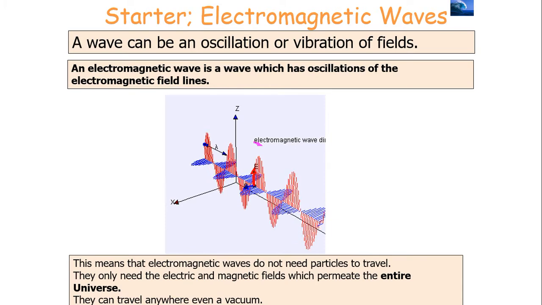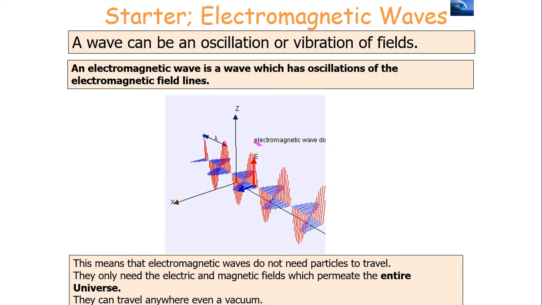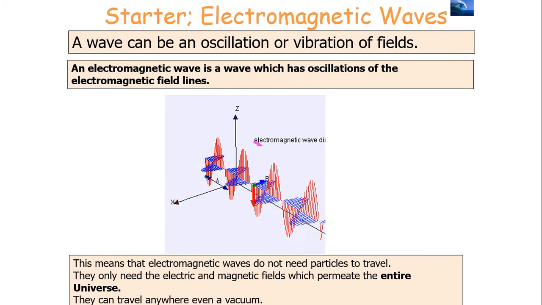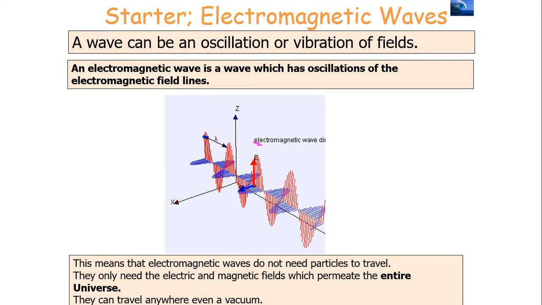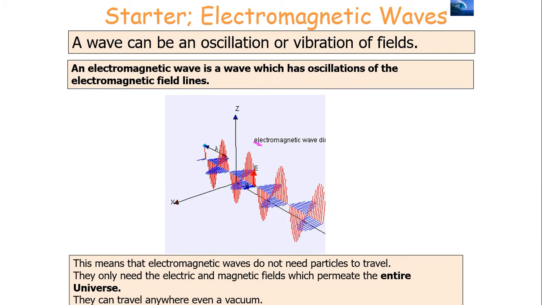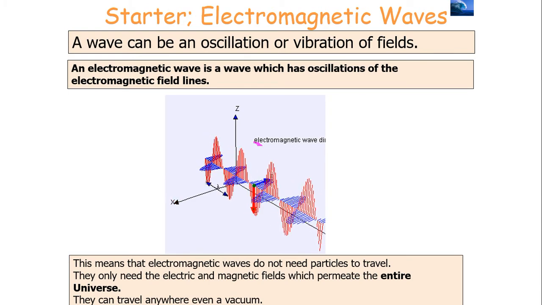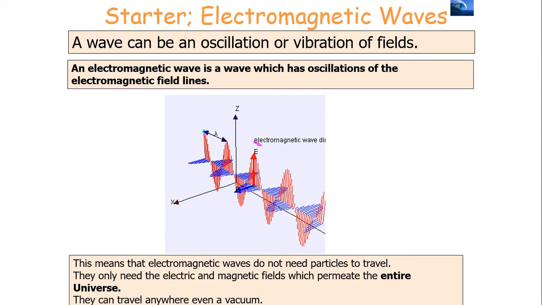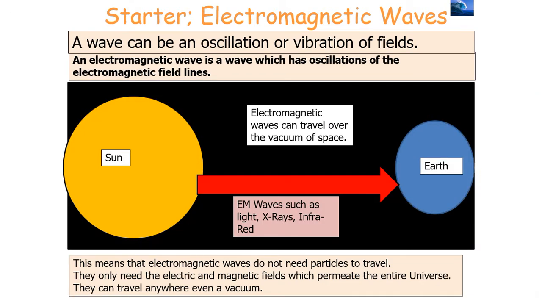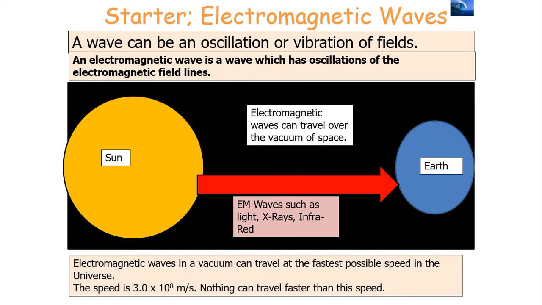Now, an electromagnetic wave is a wave which has oscillations of the electromagnetic field, or the electric and magnetic field lines. Now, this means electromagnetic waves do not need particles to travel, they only need electrical and magnetic fields which go through the entire universe. They can travel anywhere, even a vacuum. So electromagnetic waves can travel over the vacuum of space because they don't need particles. It's a vibration of the electric and magnetic fields which are present everywhere in the universe.